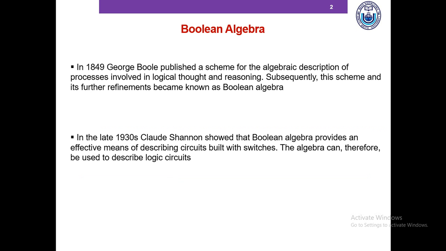George Boole published a scheme for the algebraic description of processes involved in logical reasoning. The scheme was further developed and was known as Boolean Algebra. In the 1930s, Claude Shannon showed that Boolean algebra gives an effective means of describing a digital circuit built with switches. This algebra can therefore be used to describe logic circuits or logic networks.